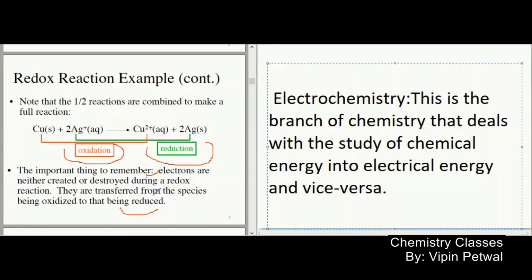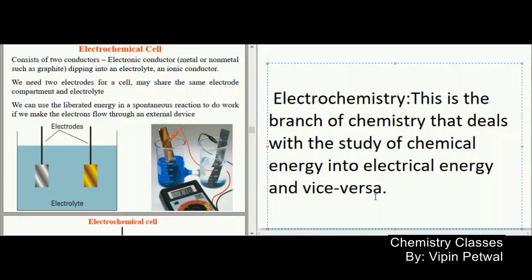Means one is taking the electron and the other one is donating the electron. The one which is donating the electron, this copper is donating electrons to silver. So copper's oxidation state is increasing and silver is accepting the electron from the copper, hence silver's oxidation state is decreasing. So simply we can say decrease in oxidation state is called reduction and increase in oxidation state is called oxidation. Is that clear?